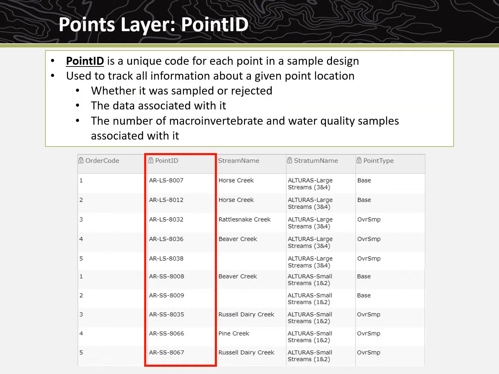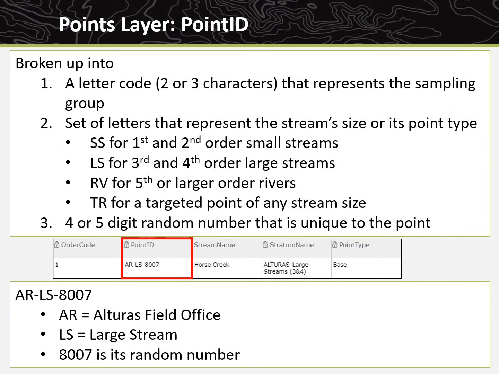A point ID is a unique code for each point in a sample design. It is used to track all information about a given point location, including whether that point was sampled or rejected, the data associated with it, and the number of macroinvertebrate and water quality samples associated with it. Point IDs are broken up into a letter code, either 2 or 3 characters, that represents the sampling group or strata. Then there is a 2-letter code that corresponds to the stream size or its point type.